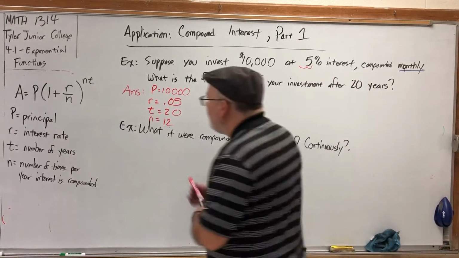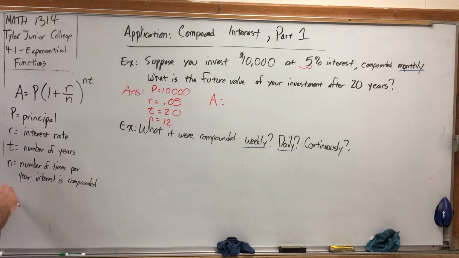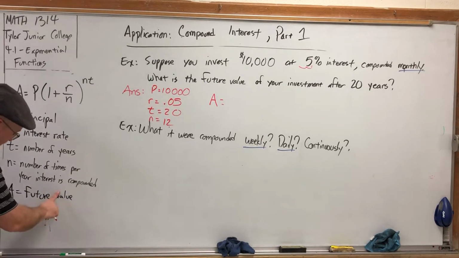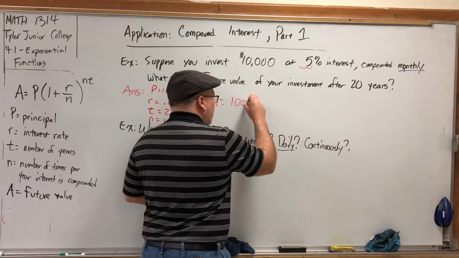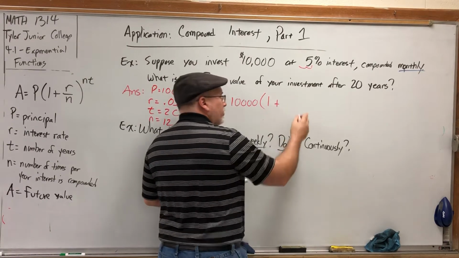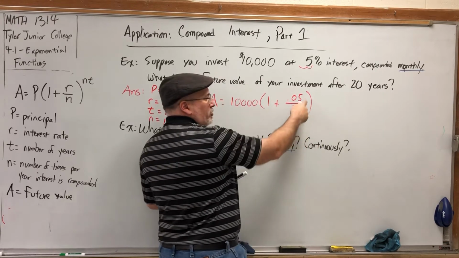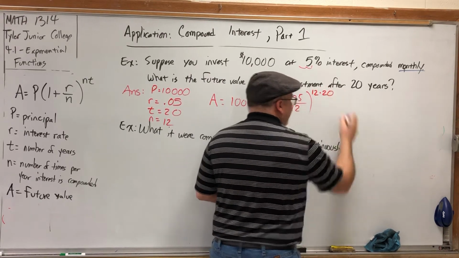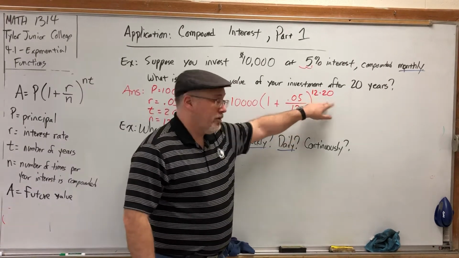If we were to set this up, we would get that our future value, and I'm sorry, I never actually said that A was the future value, because A is the natural choice for the phrase future value. I didn't get to make that decision. All right, so it's our principal, 10,000, times open parentheses, 1 plus the interest rate, which is 0.05, over the n, which is 12. There's the 5% interest getting divided into 12ths. And the exponent is the n times t, so 12 times 20, which represents the number of times you get interest over the course of the investment, 12 times a year for 20 years.